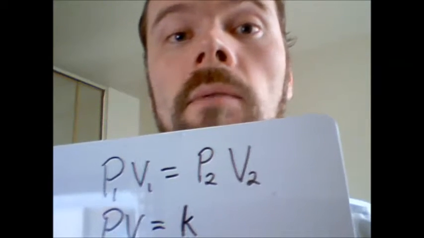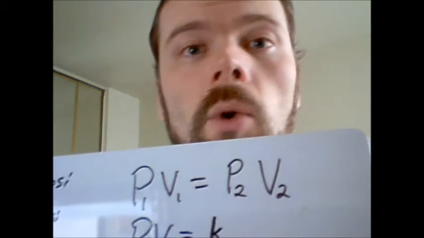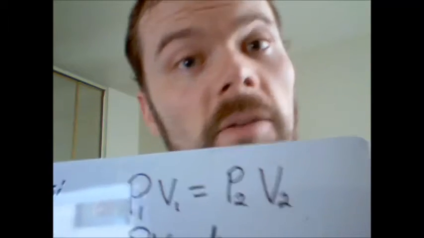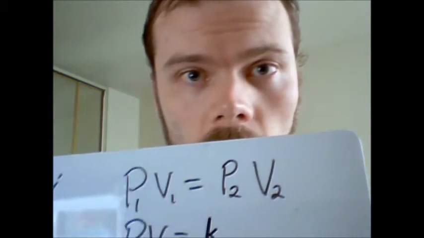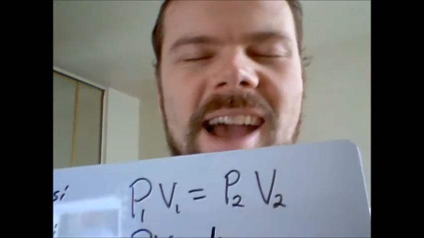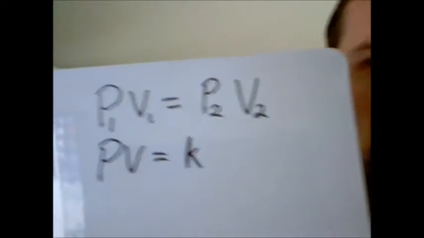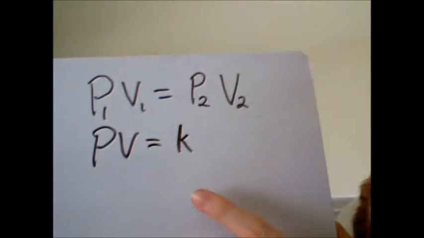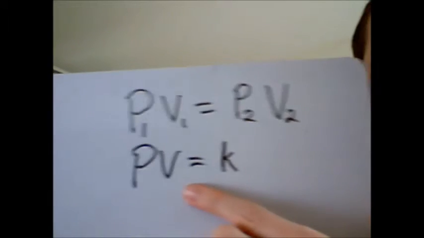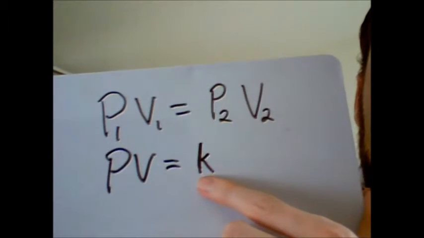So what does that mean? Well, when we're talking about gases, P stands for pressure, and the V stands for volume. The volume being how big it is, how much space it takes up, not how loud it is. And you can see below, I've got this other equation that is also Boyle's Law. PV equals K. And the K means that it is constant.